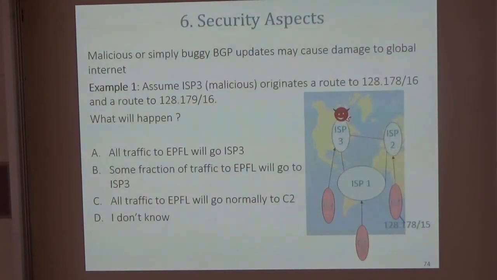So all routers in all domains that have not aggregated those 2 into one here will send all traffic to ISP3. And most likely most domains will not aggregate. So the answer is B, but a very large fraction will go to ISP3. So this is one attack, very easy to do. As you see, you don't need to be a cryptography expert to do that. It has happened.